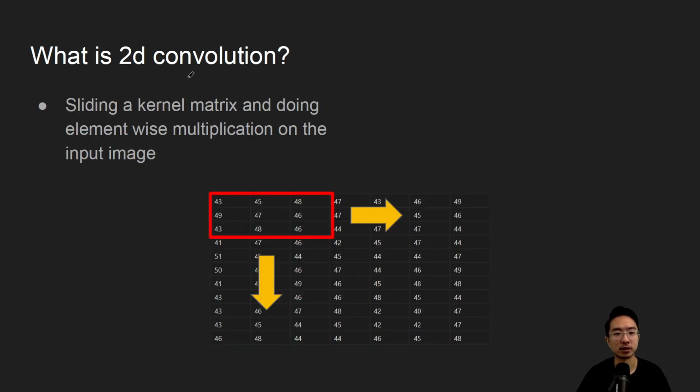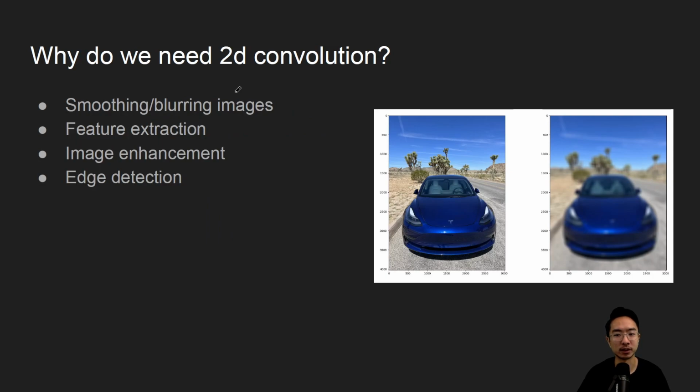So what is 2D convolution? The idea is we have a sliding kernel matrix. The kernel is just some matrix that we have, and we do an element-wise multiplication on the input image. So we're going to slide this matrix and do element-wise multiplication, and we'll get into more details of what that means.